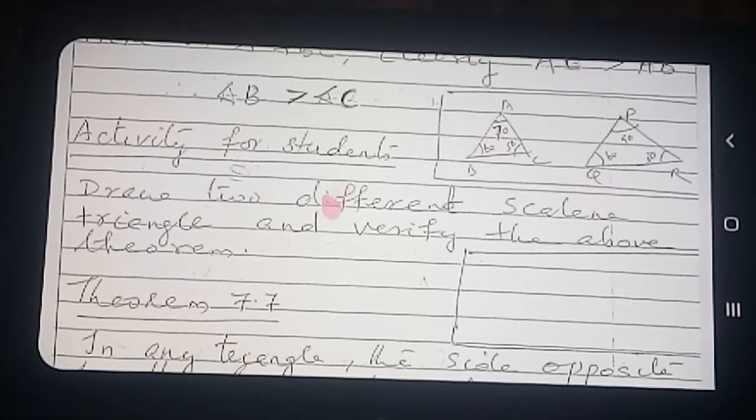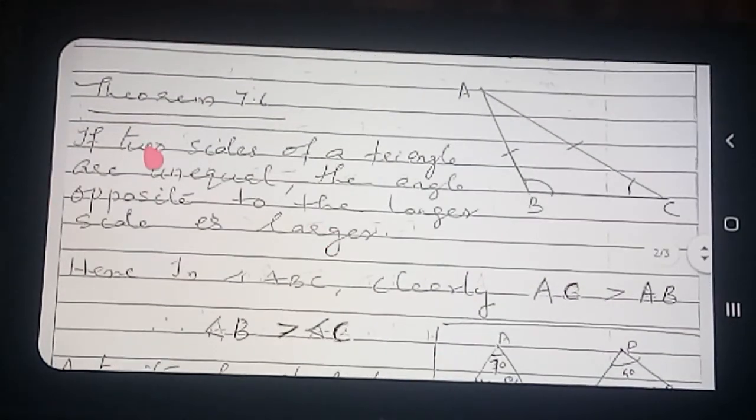In short, both are very important theorems. Once more we can repeat. What is written? If two sides of a triangle are unequal, the angle opposite to the longer side is larger. In short, whichever side is greater, its opposite angle is greater. Here which side is greater? AC is greater. So its opposite angle, what is it? B. B is greater. Got the concept clear? AC is greater, therefore its opposite angle B is greater.